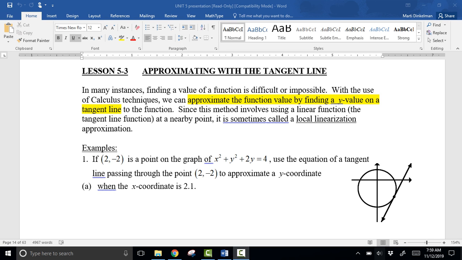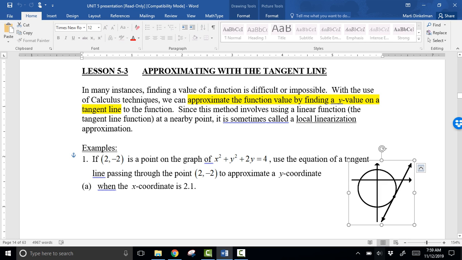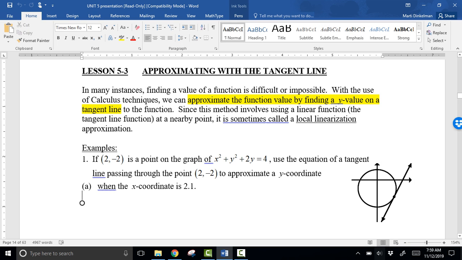This is Mrs. Dinkelman, and I'm going to go through the notes for 5.3 with you, which is called approximating with the tangent line. Sometimes this is also called local linearization or just linearization. If you look at the picture on example 1, basically what we're saying here is we're going to use the tangent line and figure out where it crosses the x-axis potentially, use that as an approximate for where this might cross the x-axis. And certainly, the closer our tangent line we choose, the closer our approximation will be.